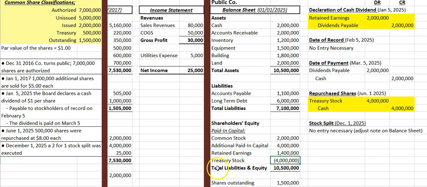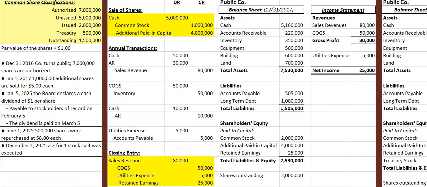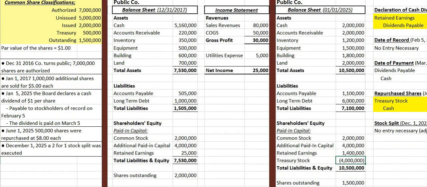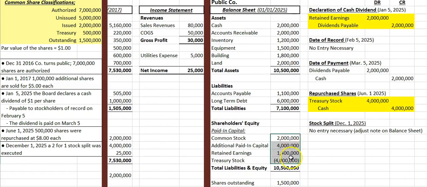I probably should have put a subtotal here. Don't know why I didn't do that. But I probably should have put a subtotal here, right? So it lowered the equity portion of the shareholders by $4 million.